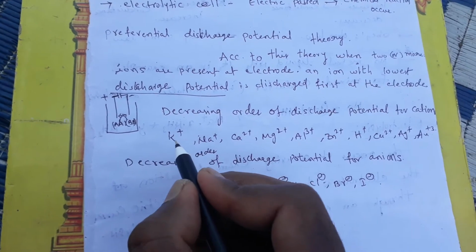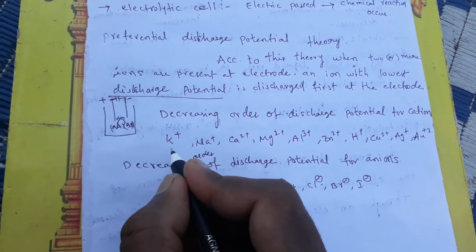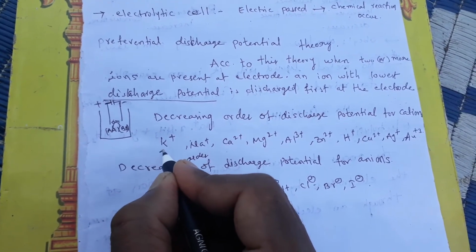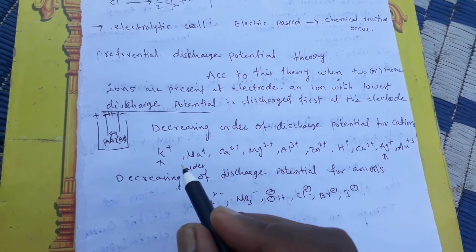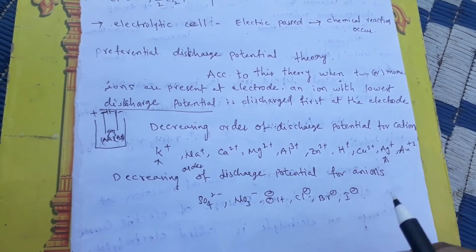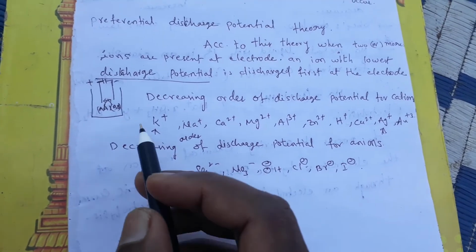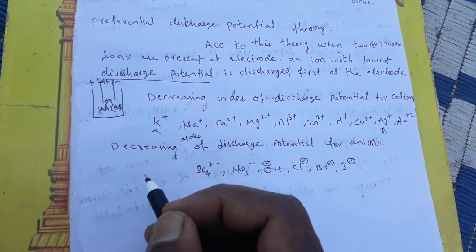So what is the meaning of that? If I have in a solution potassium and silver, which one discharges first? Silver will discharge first, potassium will not discharge at the cathode.